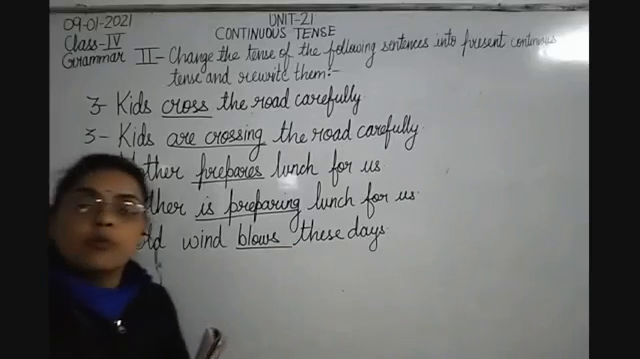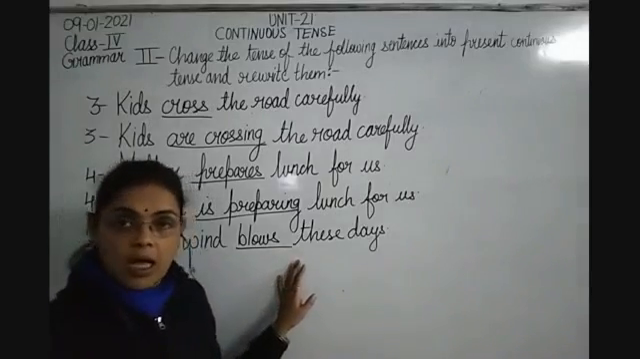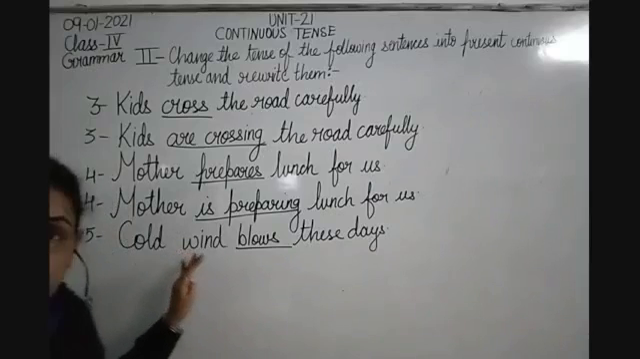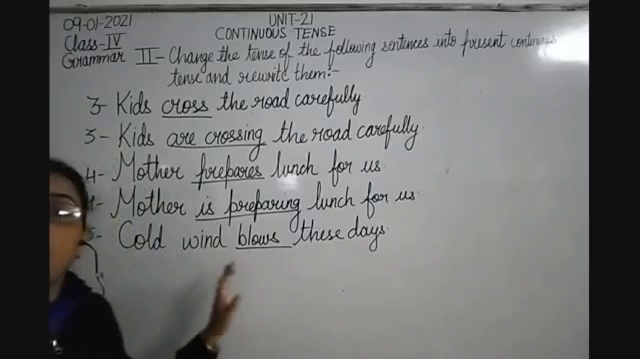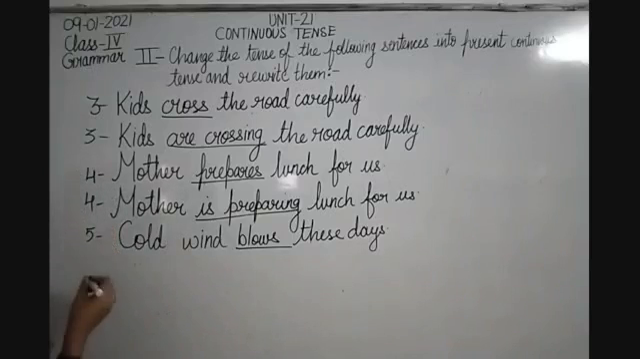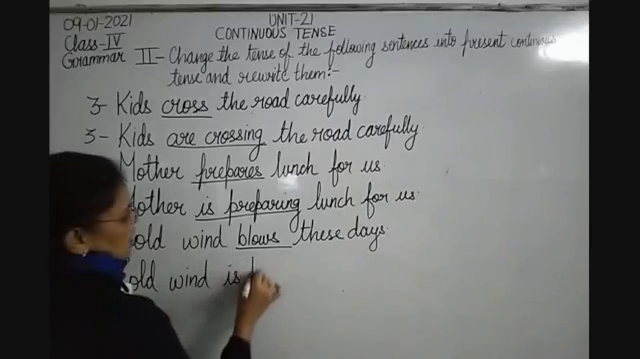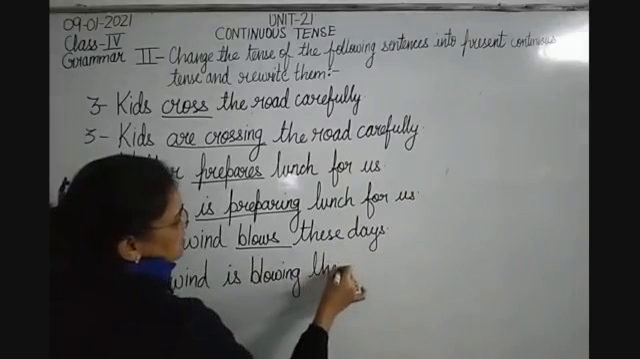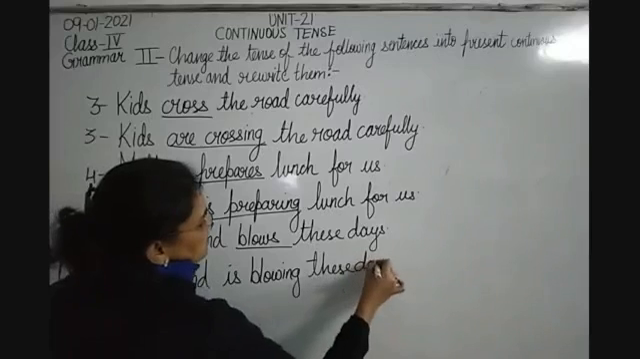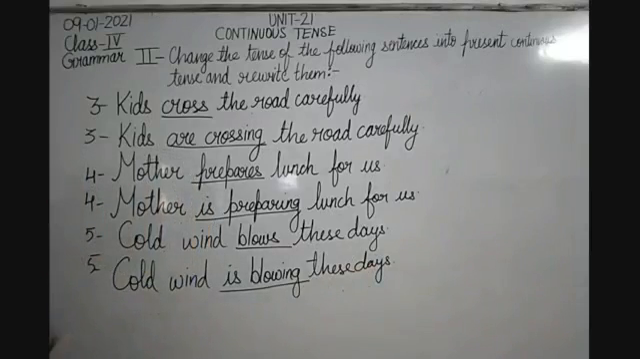Blows is the verb, we remove the s. Blow is the root form of the verb, and ing is added. So blowing. We always treat wind as singular, so which helping verb will we use with wind? Is. So our sentence will be: Cold wind is blowing these days.